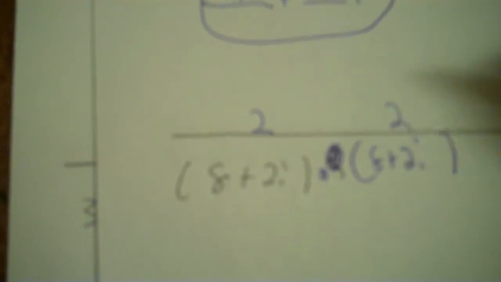Okay, 8 plus 2i quantity squared. So again, with the quantity squared, you just duplicate the parentheses. So with multiplication, that has 2, that has 2. So 2 by 2 is the FOIL method. So 8 times 8, 8 times 2i, 2i times 8, and then 2i times 2i.